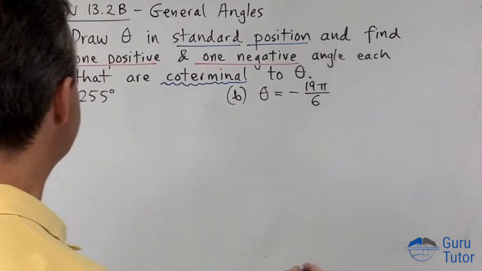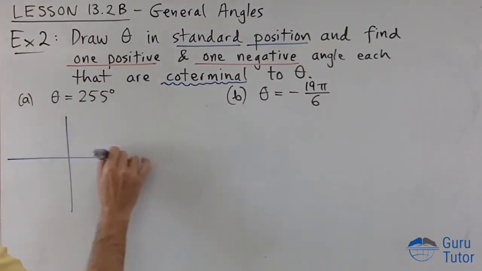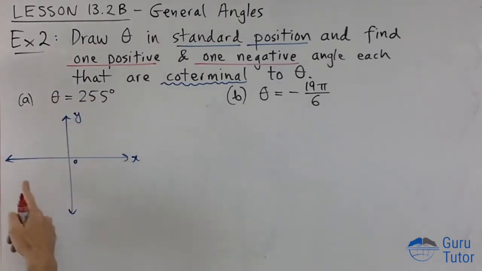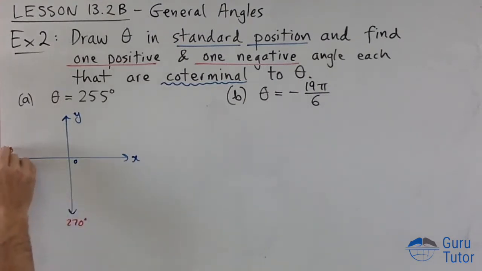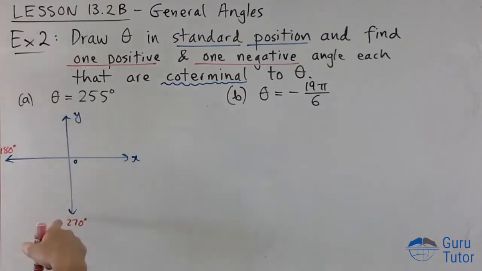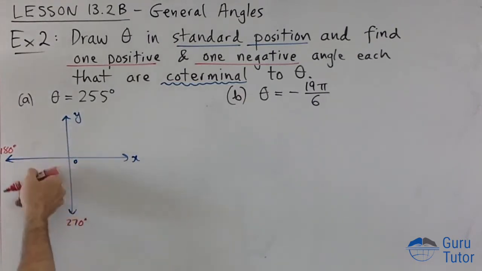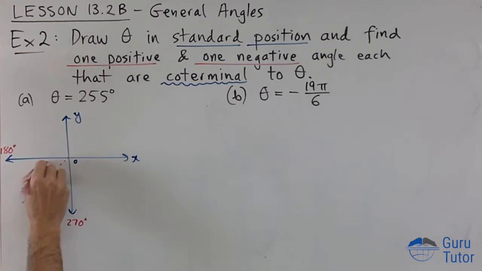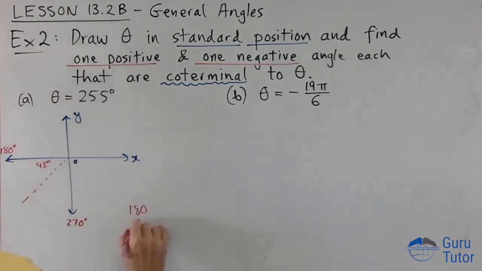So let's draw this in standard position. Put our coordinate plane here. 255, where is that? It's less than 360, so it's less than one revolution. Well, this is 270 and this is 180. Hopefully remember that. So 255 is going to be between these two. Is it going to be closer to 180 or 270? That was like 45 degrees there. What's 180 plus 45?